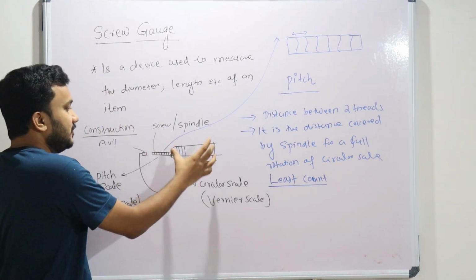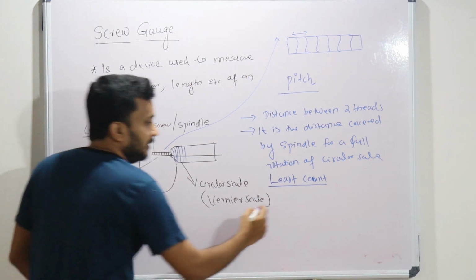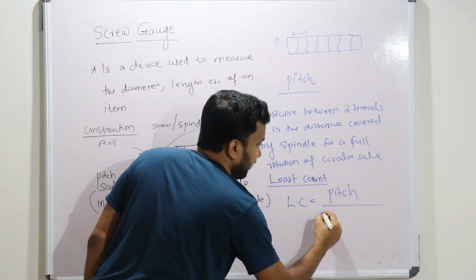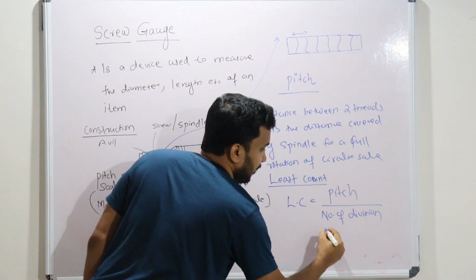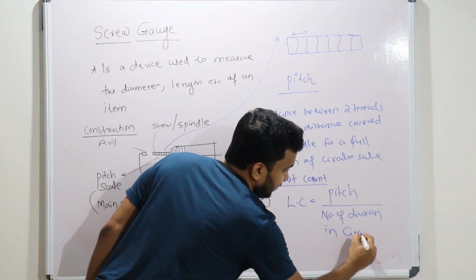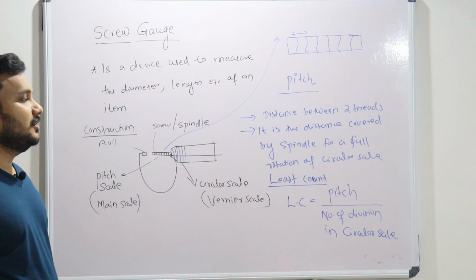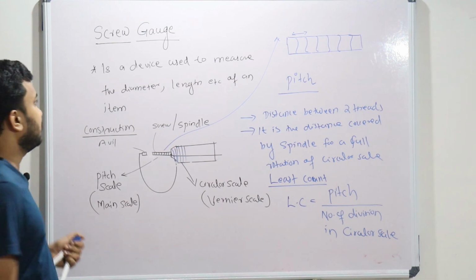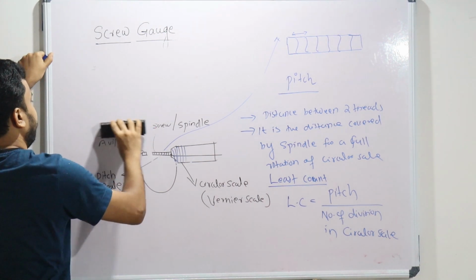So this is the pitch, and this is the number of divisions in the circular scale. The least count, LC, is equal to the pitch divided by the number of divisions. Number of divisions in where? In the pitch scale or the circular scale? Number of divisions in the circular scale. This is called the least count. We will learn a little more about this least count.